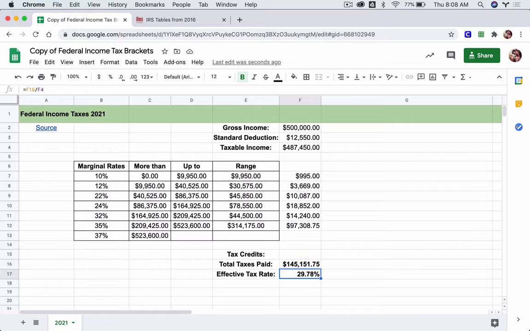It'll also give you your effective tax rate, which is the taxes you pay divided by your taxable income as a percent. So let's just make sure your table works. Let's do a couple of quick checks.